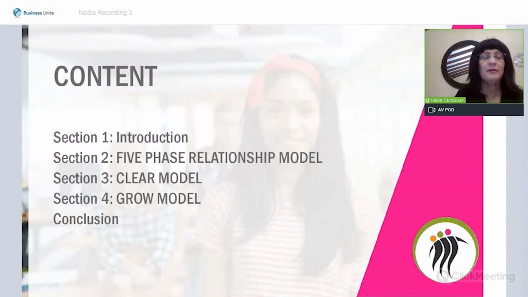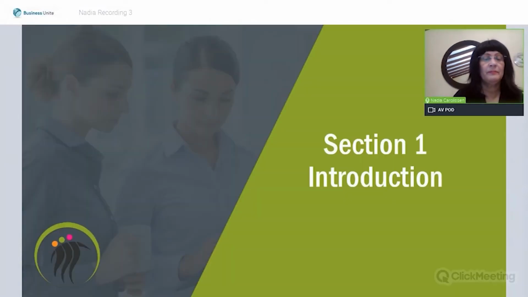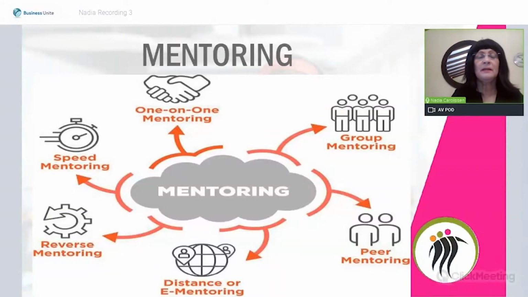The presentation is roughly divided into 5 parts as set out on the content page. Introduction, we will deal with different mentoring models, and last but not least, the conclusion. Section 1, Introduction. In previous presentations, we have dealt with mentor qualities, the whole mentoring process, what mentoring is, what different authors say about mentoring. So we will not cover those again in this presentation.